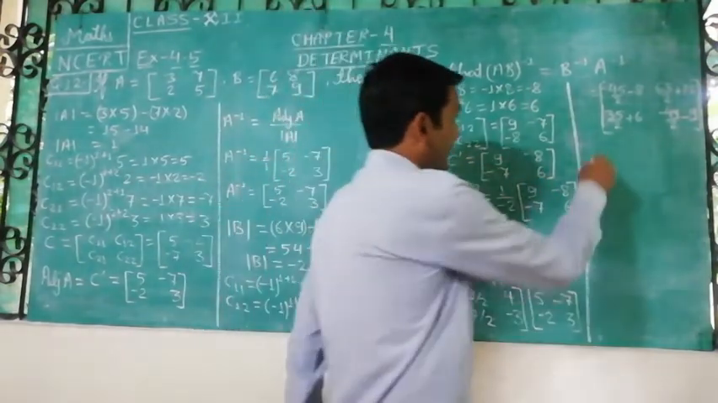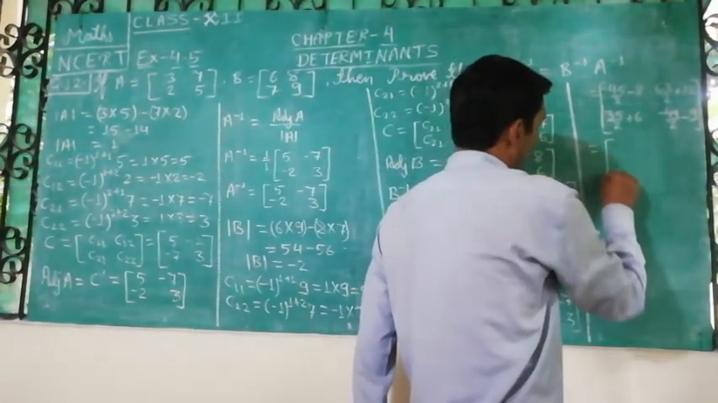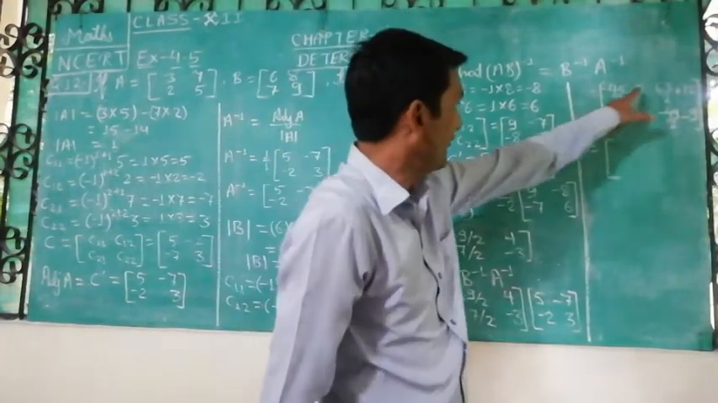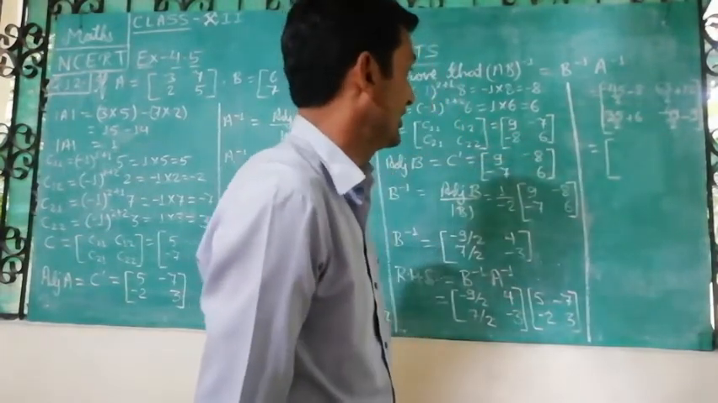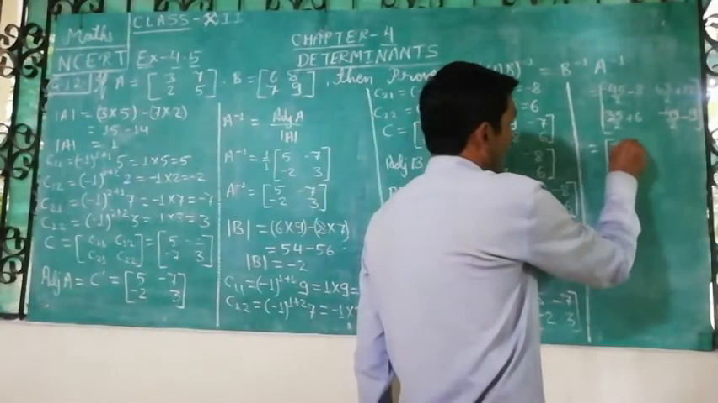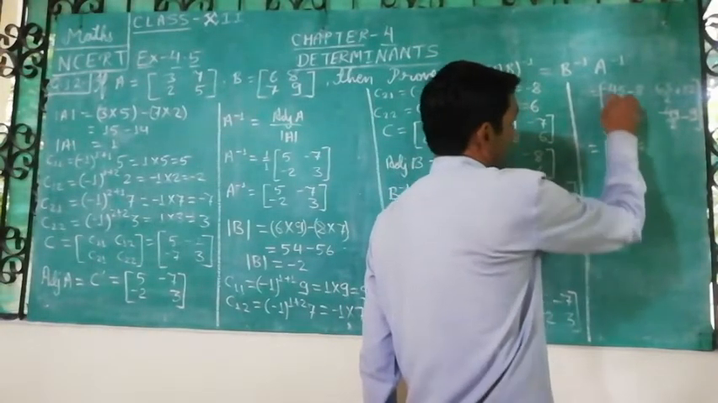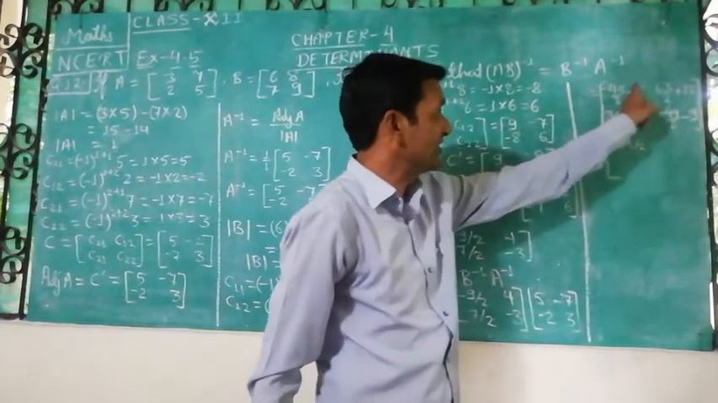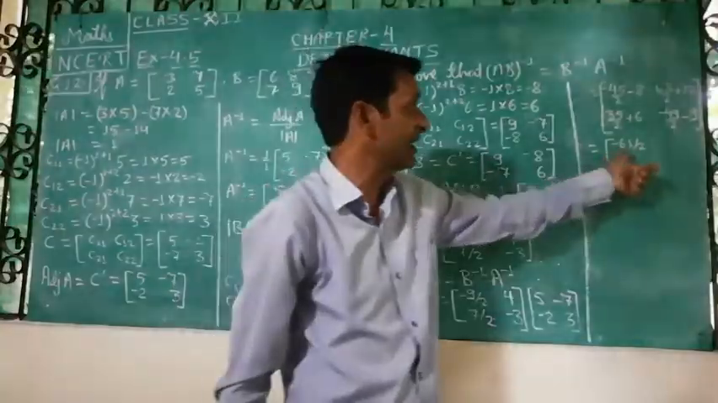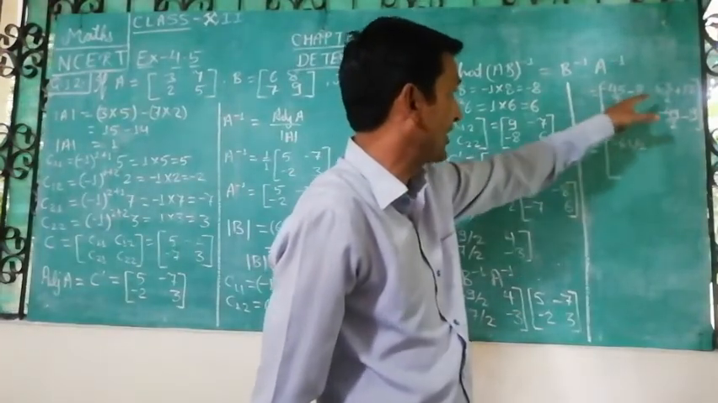Now, after taking LCM, what will be the final conclusion? Minus 45 minus 16, so it will be minus 61 by 2. Here it is minus 61 by 2, because negative 45 and negative 16 are both added and the sign will be negative only. So it will be minus 61 by 2.